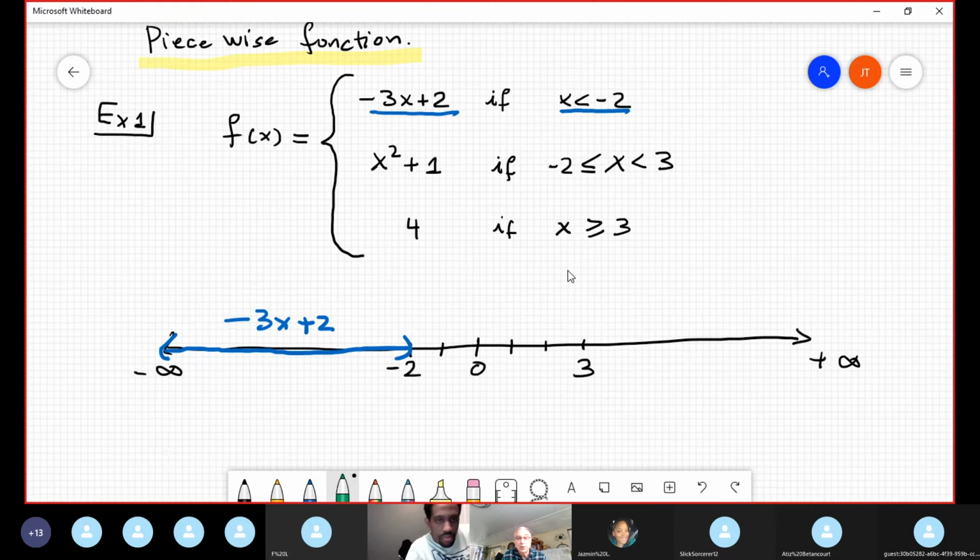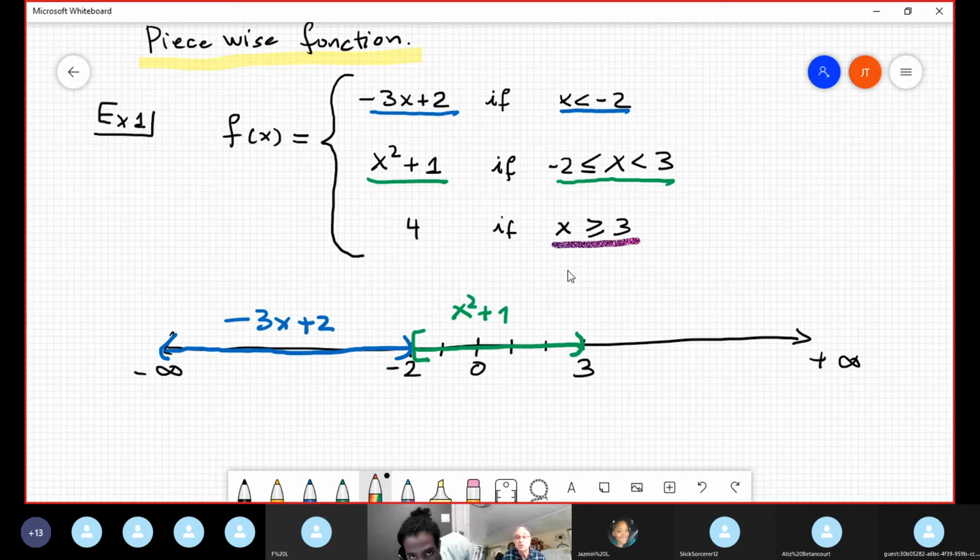Now, here, see, if our value in the domain belongs to this interval, which is bracket, and 3 parentheses, we use this formula. And finally, if our value belongs to this interval, okay, this is a bracket here, we need to use that formula, which actually is no formula, it's just 4, it's a constant function. So, okay, let me try to solve some problems.